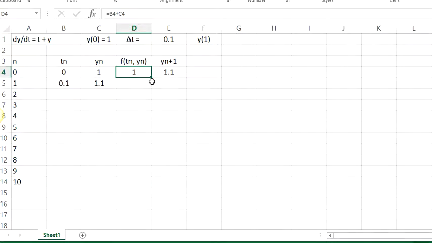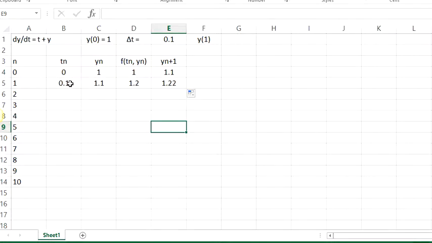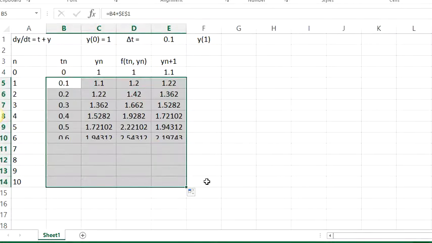You can type this equation in again. Remember, it's going to be equal to t sub n plus y sub n. I could have just pulled this cell down below and gotten 1.2 as well. Similarly with this one, this is equal to y sub n plus delta t times f of t sub n, y sub n, which is 1.22, and I would have to fix that reference to 0.1. But if I did it correctly, I could just pull this down and get 1.22. So now we've set up a couple of rows, and it's easy enough to pull it down.